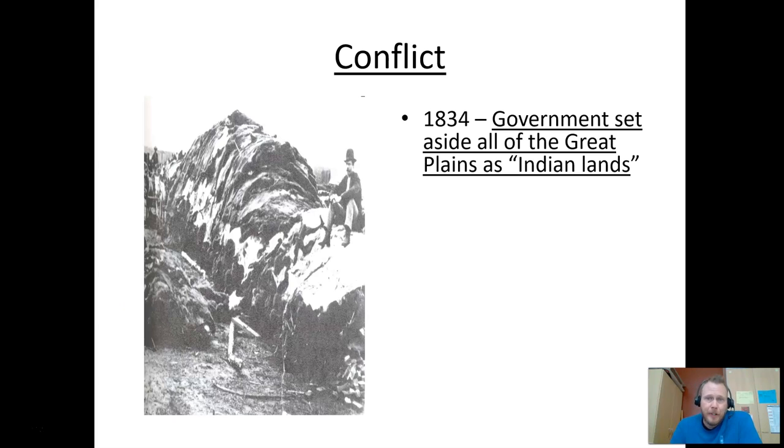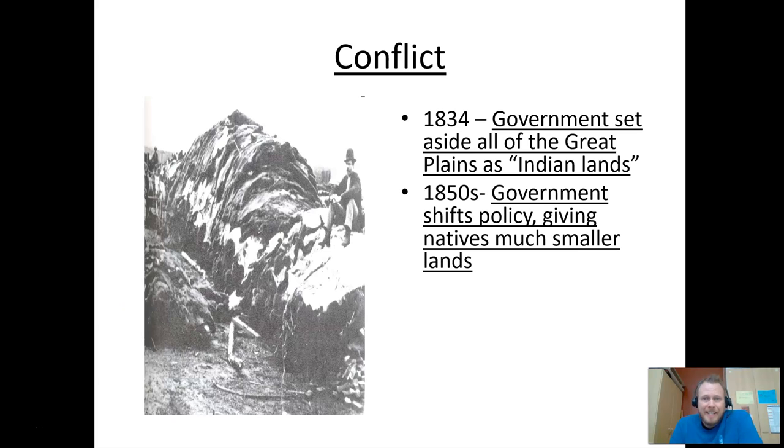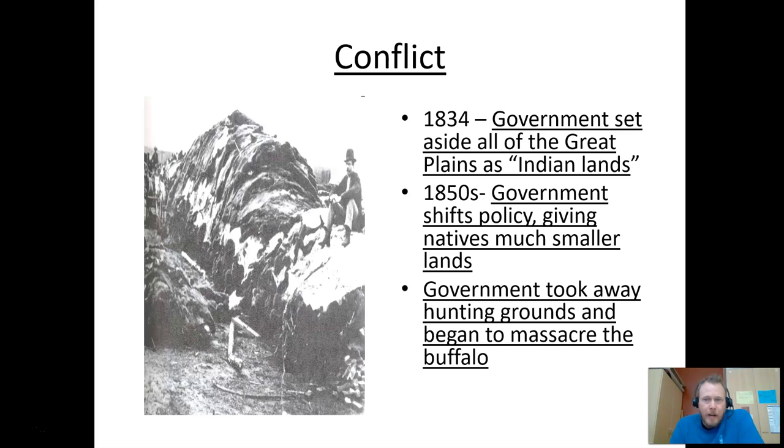In 1834, the government set aside all of the Great Plains as Indian lands. I say 1834. In the 1850s, the government shifts their policy, giving natives much smaller lands, restricting those land grants. The government took away hunting grounds and began to massacre the buffalo. And this was a concerted effort to subdue the Native Americans. This wasn't just accidental.